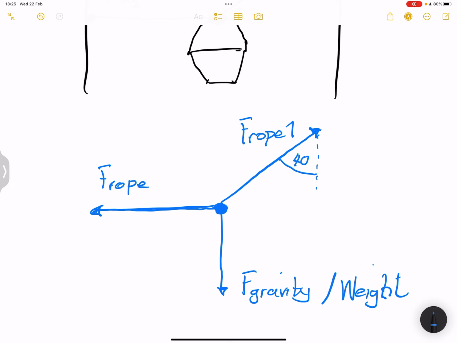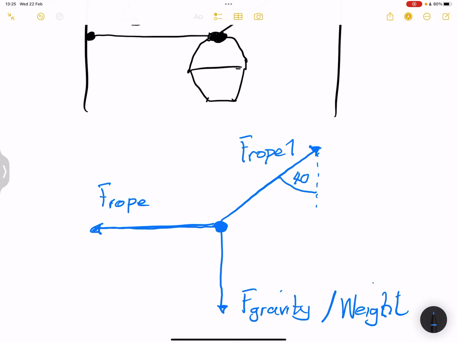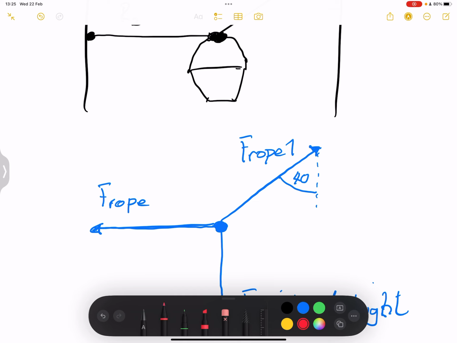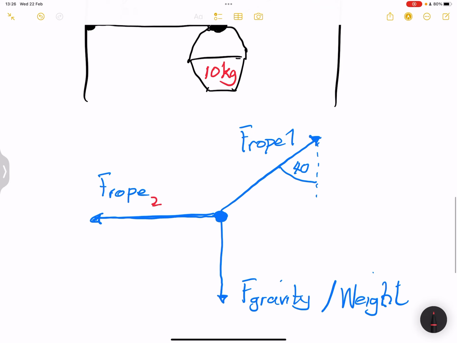Now, I want us to apply the triangular law of forces in equilibrium. Let's just say the flower pot is 10 kilograms heavy, so it has a mass of 10 kilograms. And now what we're going to do is try to find out what the force on rope 1 is, as well as the force on rope 2, respectively.